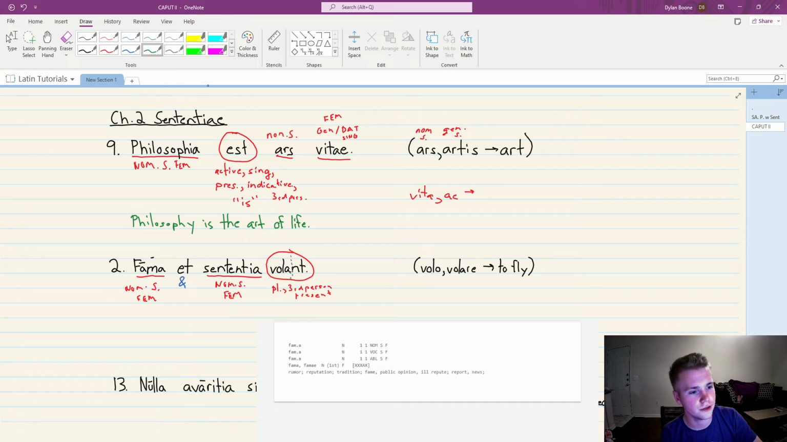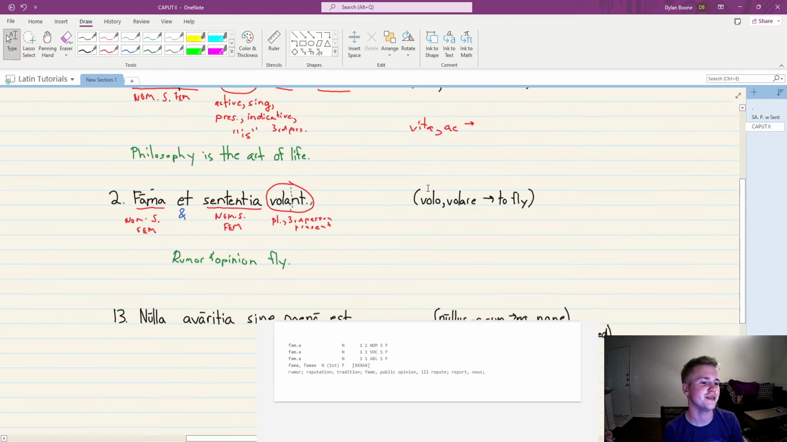So we can just go ahead and translate this, right? We have our two subjects. That matches up. We have a plural verb because we have two subjects, fama and sententia, not one plural word. So we have rumor and opinion, singular. Fly. Fly being a little poetic here. They cross the land far, you know, they travel very fast. They fly. Not literally though.